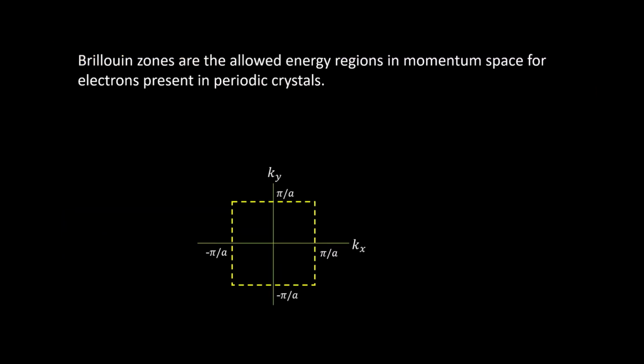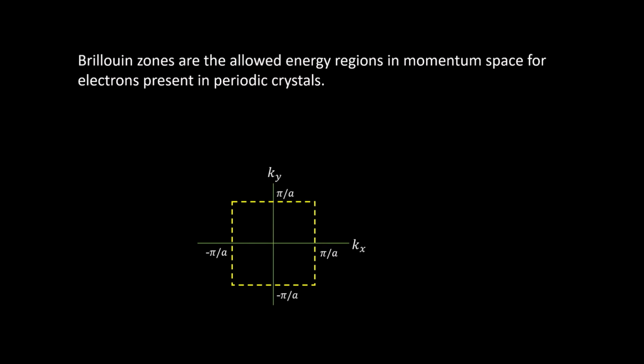The Brillouin zones are used to describe and analyze the electron energy in the energy band structure of crystals. The electrons present in periodic crystals are commonly referred to as Bloch electrons or Bloch waves. Brillouin zones are the allowed energy regions in momentum space for electrons present in periodic crystals. These allowed energy regions have certain boundaries in momentum space.